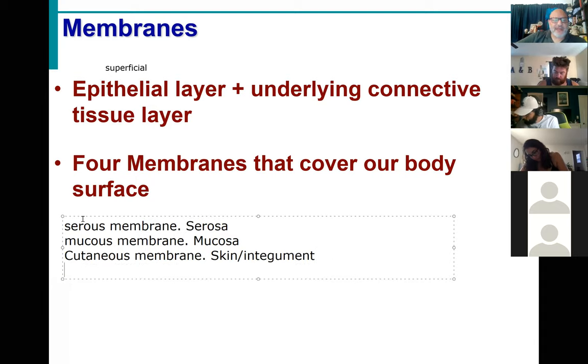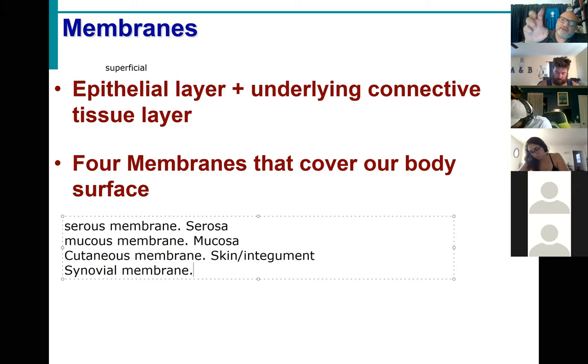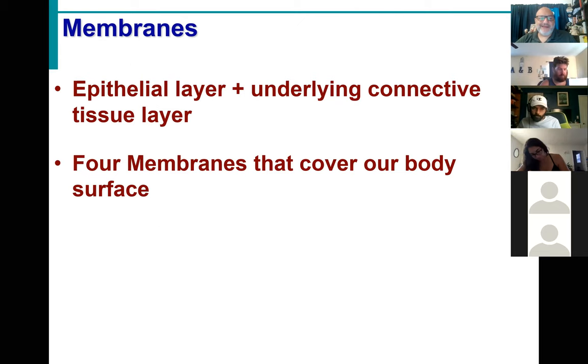There you go. Any idea what the fourth is? Those, I think, are the three easy ones that we can pick off. Anybody either cheat by looking ahead at the lecture notes or actually read it and know? Oh, there it is. Arabella's got it. Synovial membranes. Where do you find those? The other three I'm pretty comfortable with. Where do you find synovial membranes? Anybody know? Anyone know where you might find your synovial membranes? Joints, there you go. Excellent, in our joints. Spectacular, so there you go. Those are our four main types of membranes.